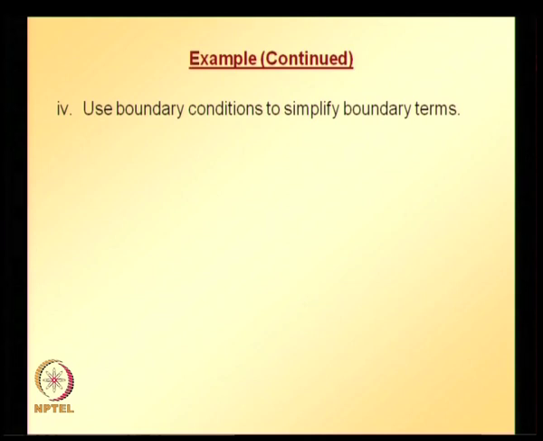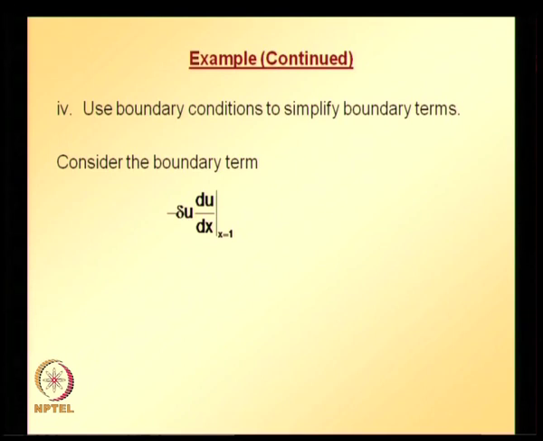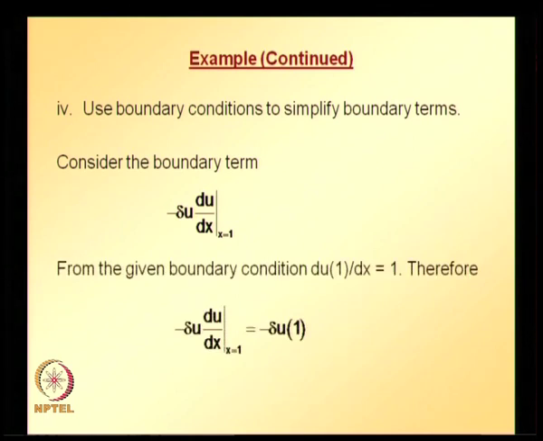And to cancel the first two terms, we use boundary conditions. If you see the first term, this is the term that you have, and the natural boundary condition is already given at this point, that is x is equal to 1. So, substitute the derivative of u with respect to x evaluated at x is equal to 1, as given in the natural boundary condition, which is equal to 1. So, the first term, when you make the substitution, becomes the variation of u evaluated at x is equal to 1. Okay.